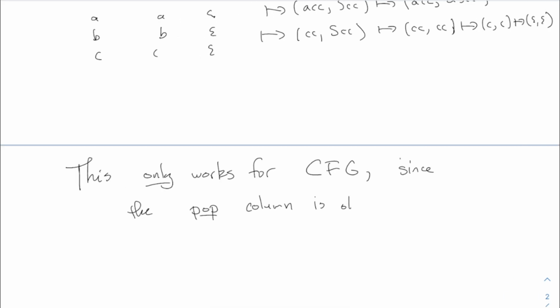The pop column is only allowed to have single letters in it. All right. And so what this says is any context-free grammar can be converted into a stack machine. A non-context-free grammar perhaps cannot be converted into a stack machine unless you have some tricks to rewrite it into a context-free one.